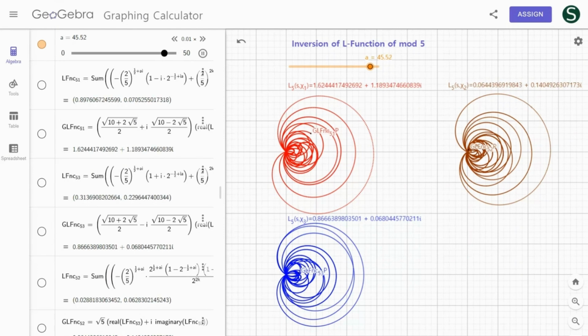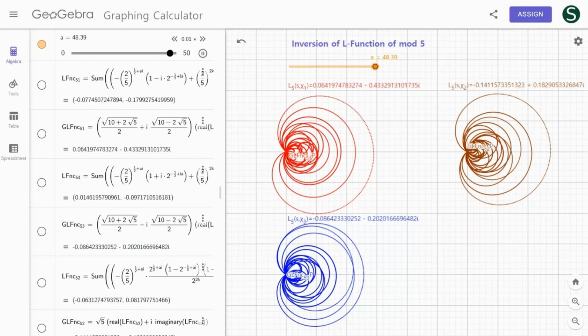The inversion of the L-function of mod 5 can only be represented as an alternating sum of negative odd zeta function for odd characters, and as an alternating sum of negative even zeta function for even character. Therefore, the non-trivial zeros of the inversion of the L-function is created by the symmetry of the alternating sum of negative odd zeta function and the alternating sum of negative even zeta function.